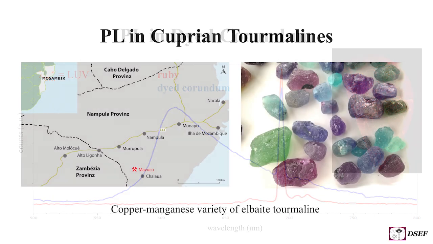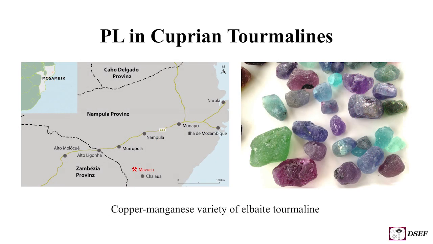You know that Cuprian tourmalines were first found in the Paraíba state in Brazil, and they are known as Paraíba tourmalines in the trade. But today, most of the Cuprian tourmalines actually are from Mozambique. They were first found in the Mavuco deposit in Mozambique. This is a typical range of colors that you find there, untreated stones, and they were actually identified as copper-manganese variety of elbaite tourmalines.